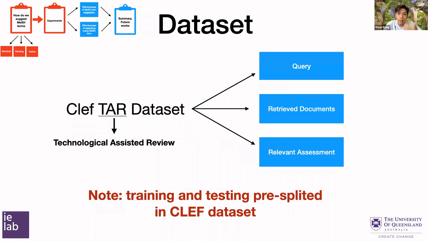This goes into the data set we're using. So in this paper, we have used Cliff-Tar data set for both experiments. And what is Cliff-Tar data set? TAR here means technology assisted review.